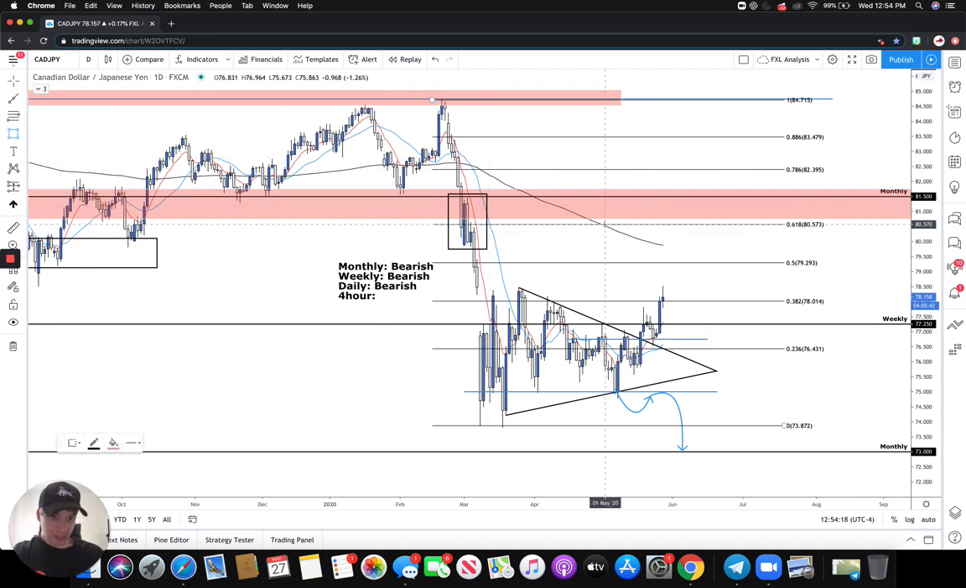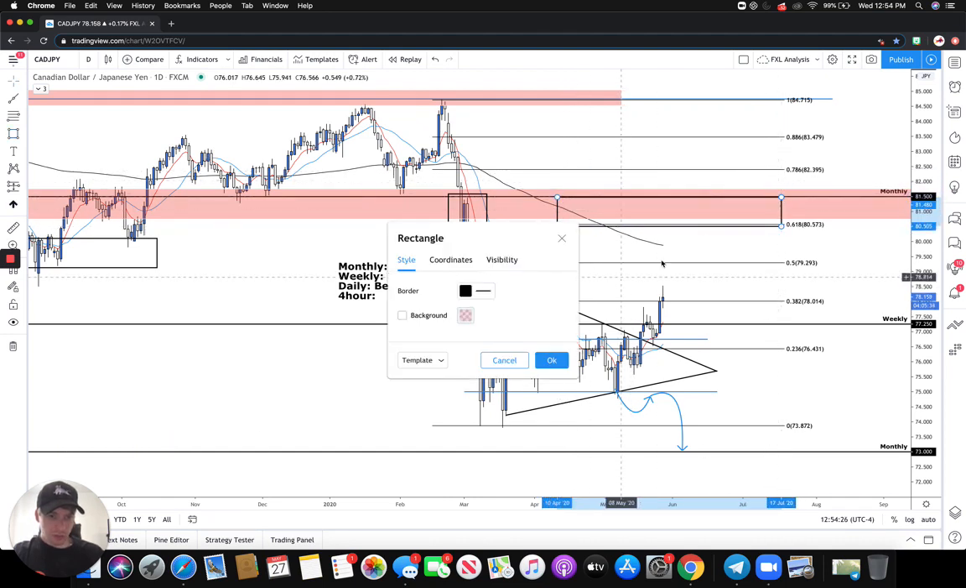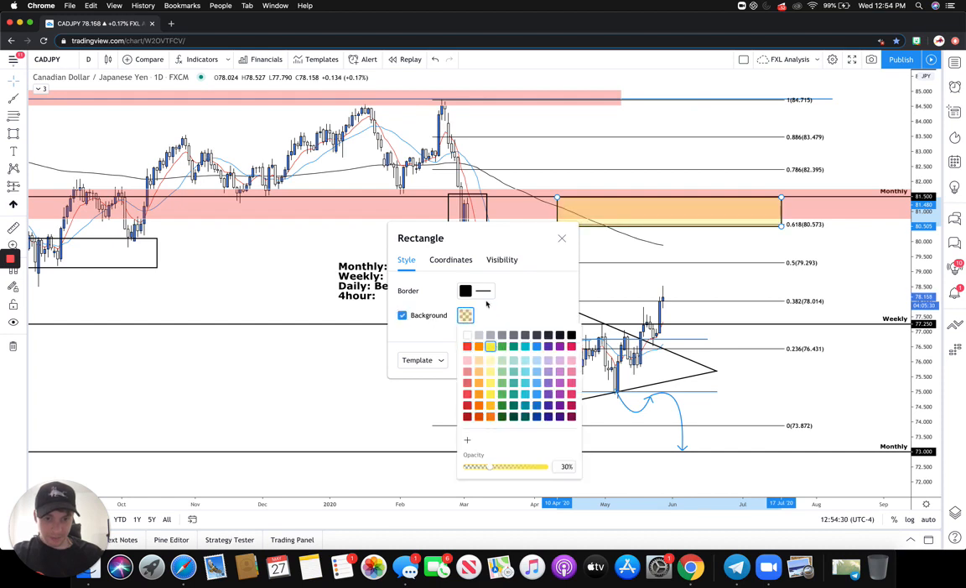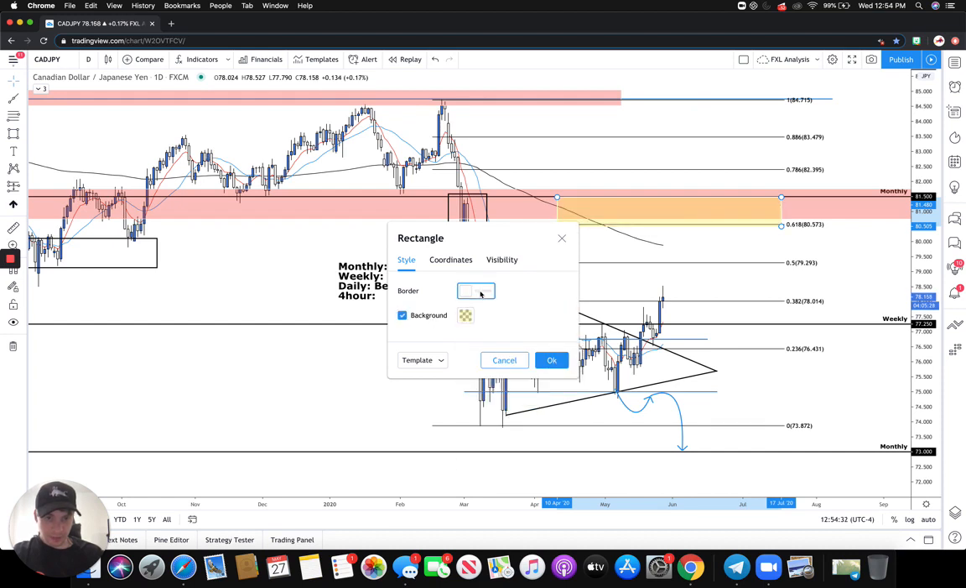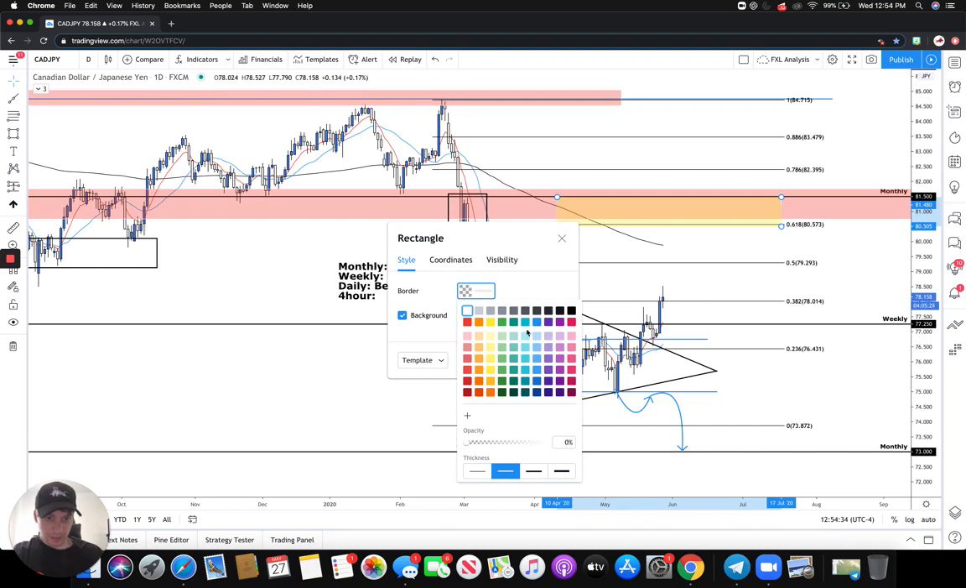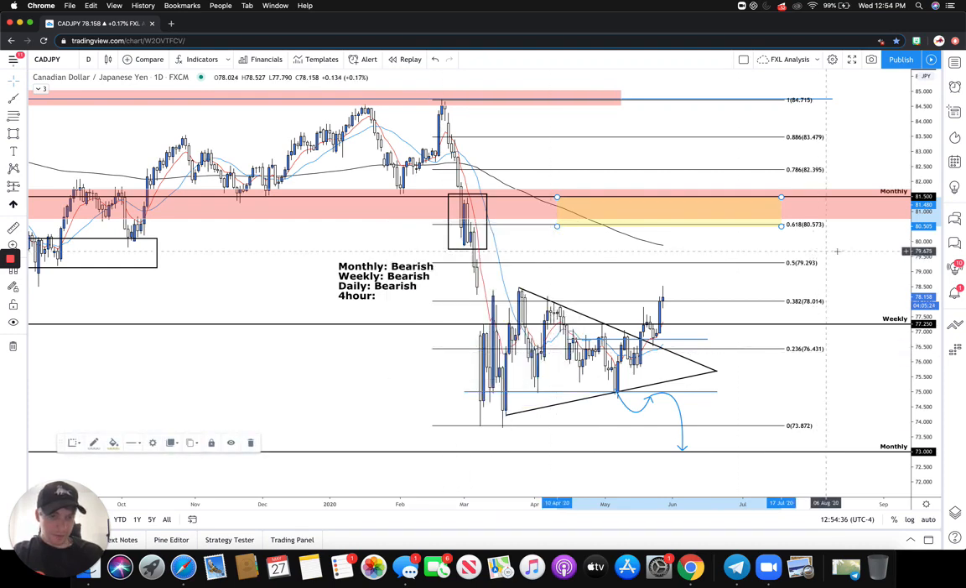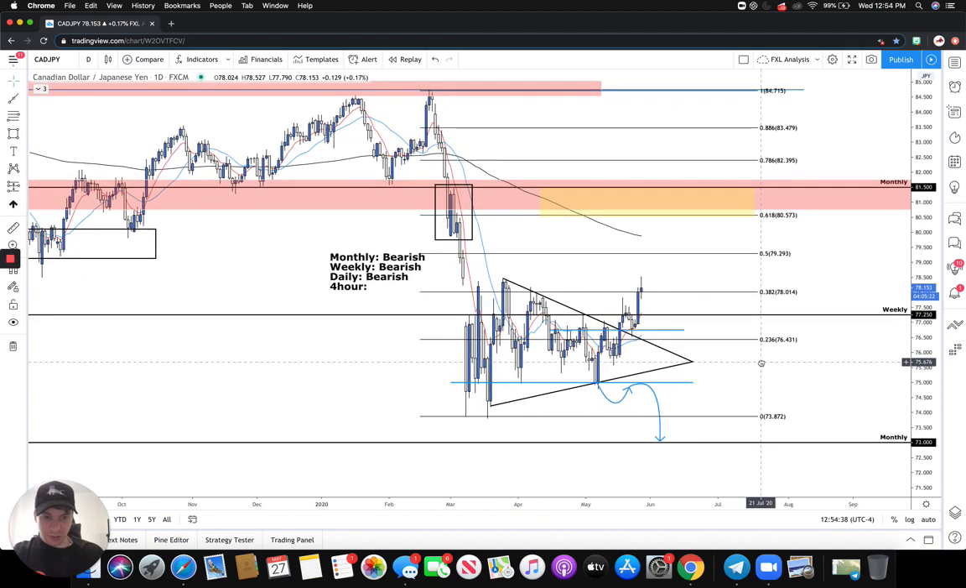So this is very likely. This area all in here, I'm actually going to draw it from the 61.8 because the 200 EMA is there as well. This could retrace all the way back to the monthly. And I'm going to highlight this in yellow. Get rid of that box. We don't need that. The border, rather. Okay, so there's a lot of potential for this to pull back.